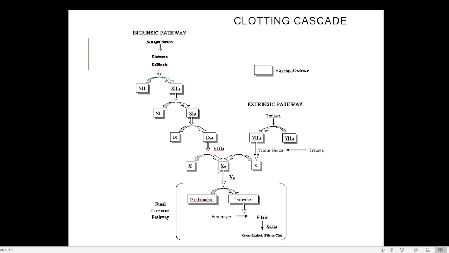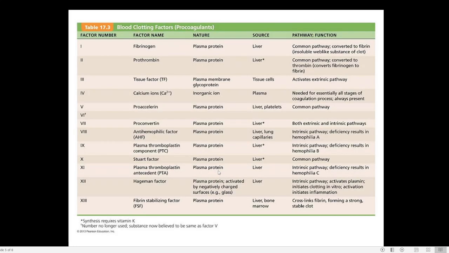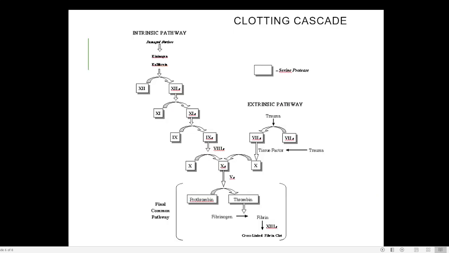Now here you can see the active form of the Stewart factor. And one important thing you can see here is that at the Stewart factor, two different pathways are merging. One pathway is known as the extrinsic pathway, another as the intrinsic pathway. Both pathways finally reach the level of Stewart factor, and after that it is a common pathway, leading to the formation of thrombin and resulting in the formation of fibrin. So this is how clotting takes place.